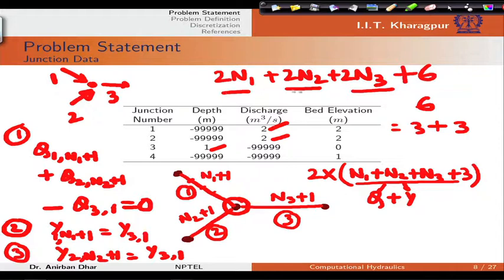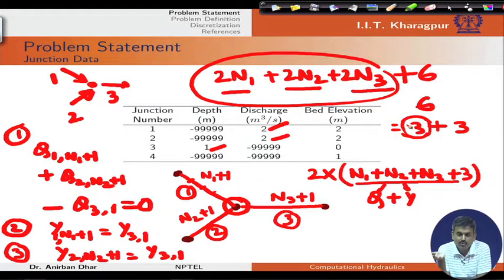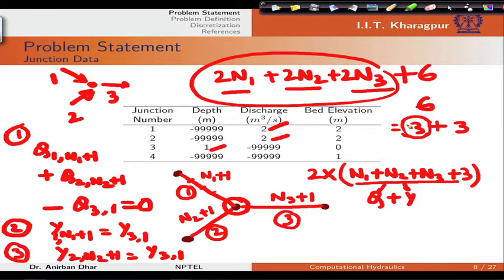So, 2N1, 2N2, 2N3 equations will be coming from individual segments of different channel reaches, and 3 equations for junction node 4, and 3 boundary conditions, 2 discharge and 1 flow depth condition for this problem.